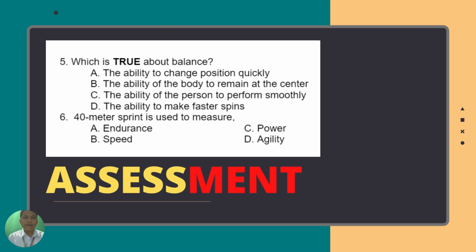Question number 5, which is true about balance? Is it A, the ability to change position quickly, letter B, the ability of the body to remain at the center, letter C, the ability of the person to perform smoothly, or letter D, the ability to make faster spins? Question number 6, the 40-meter sprint is used to measure A, endurance, B, speed, letter C, power, or letter D, agility?